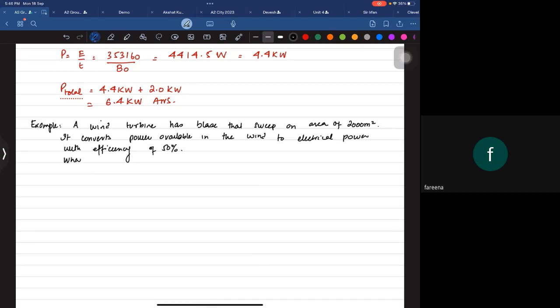Now it says, what is the electrical power generated if the wind speed is 10 meters per second, and they have also told you the density of air is 1.3 kilograms per meter cube. All right.